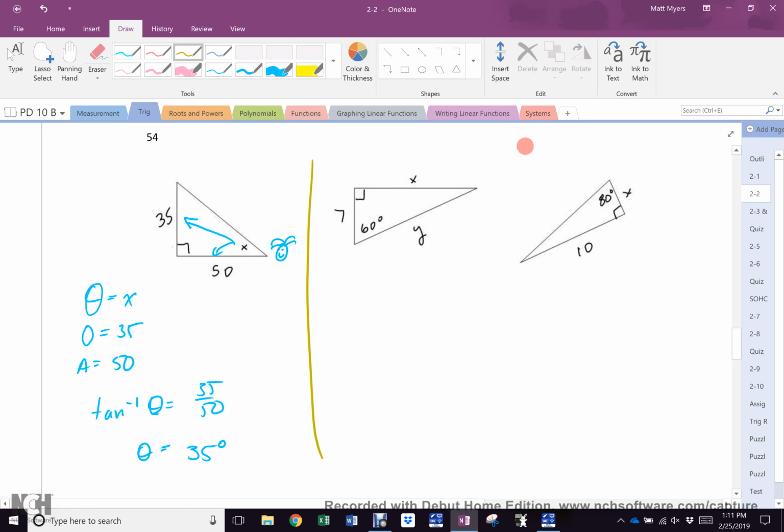In the second question I asked you to do, is there a theta about which we are concerned? There is. What is its value? 60 degrees. Once I have theta, that's where our starting point is.